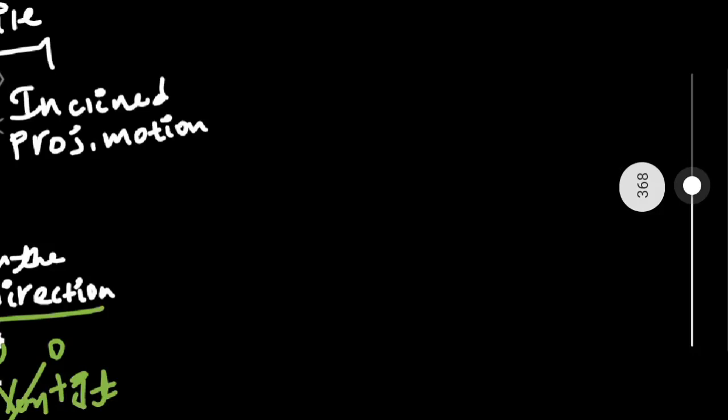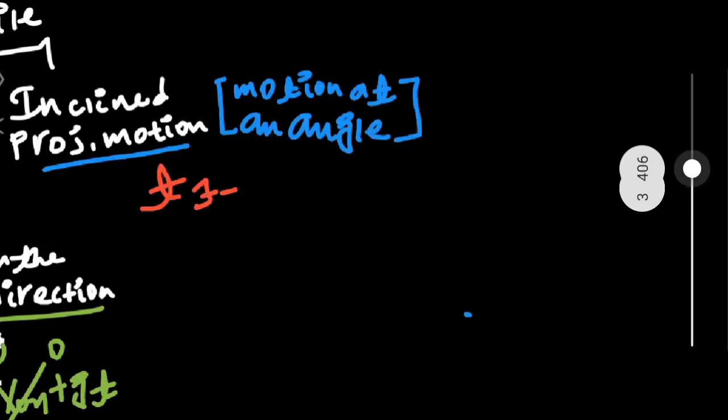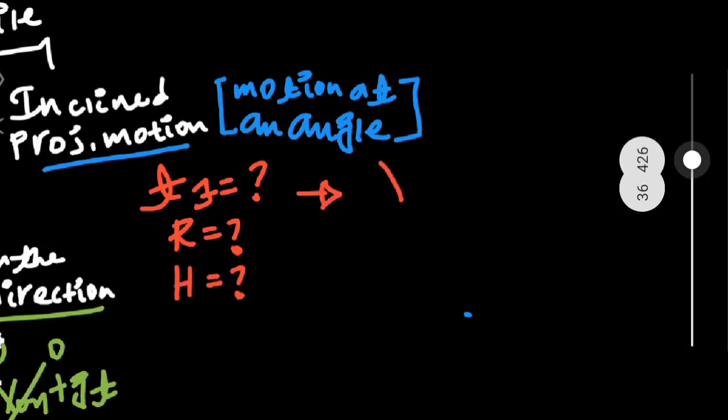When we come to inclined projectile motion, it is also known as motion at an angle. In inclined projectile motion we have to focus on three basic components. The first one is time of flight, the second one is range of a projectile motion, and the third one is maximum height of a projectile motion.